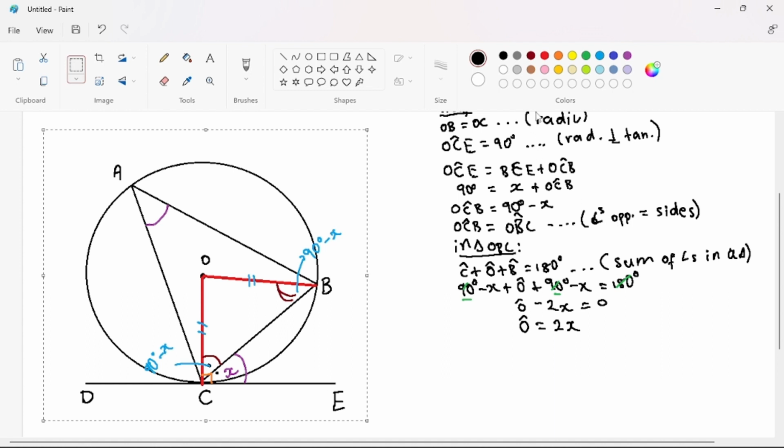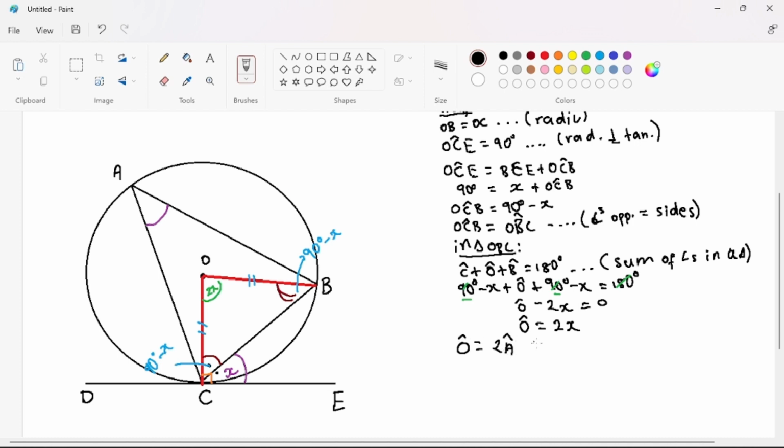So let's carry on. We finally found angle O. So angle O is equal to 2x, and we know that angle O is 2 times angle A. So we are going to say angle O is equal to 2 times angle A, and our reasoning is going to be angle at the center is equal to 2 times angle at the circumference.